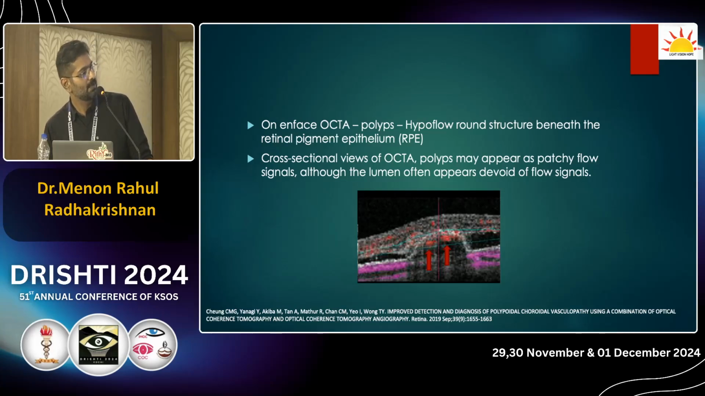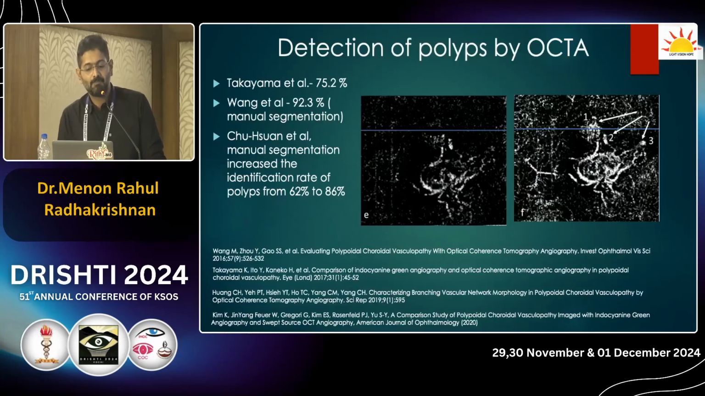So if you look over here in the cross section, these red dots that you see are called flow signals, flow analysis. Under the PED, you can see the flow that shows that there's some amount of flow there. So this is the cross section view, which shows the patchy flow.